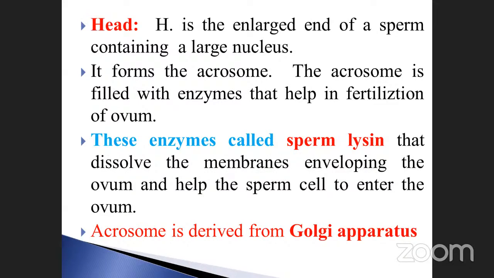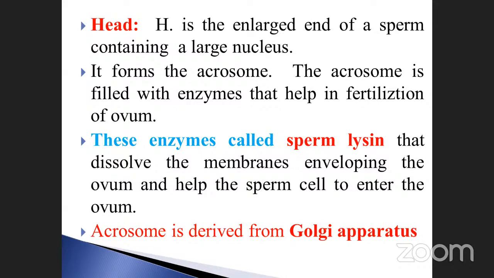Okay, here you must note it down. The head contains a large nucleus. Not only that, an enzyme is also present in it. Which enzyme? The sperm lysins. What is the main function of sperm lysin? It dissolves the membrane enveloping the ovum and helps the sperm cell to enter the ovum. The sperm cell is essentially the nucleus, because the DNA molecule is present in it, and the DNA molecules unite with the ovum DNA, the ovum cell, otherwise called the ovum. Okay, to enter the ovum.